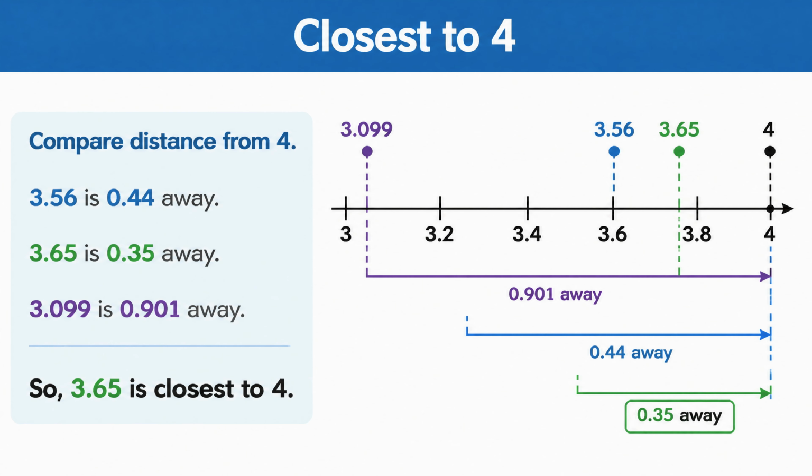Closest to 4. To find the number closest to 4, compare the distance of each number from 4. 4 minus 3.56 equals 0.44. 4 minus 3.65 equals 0.35. 4 minus 3.099 equals 0.901. The smallest distance is 0.35, so 3.65 is closest to 4.